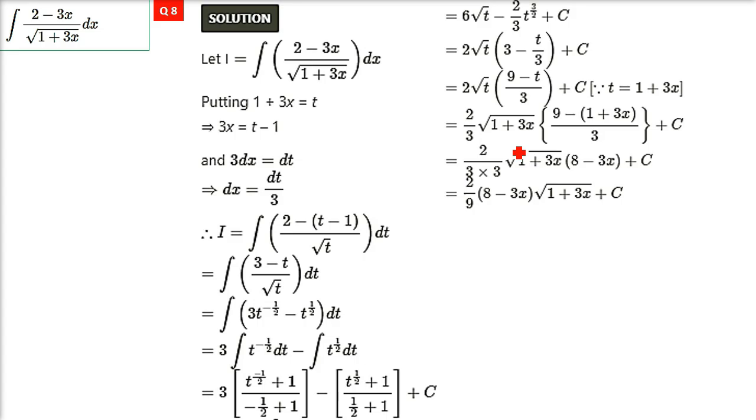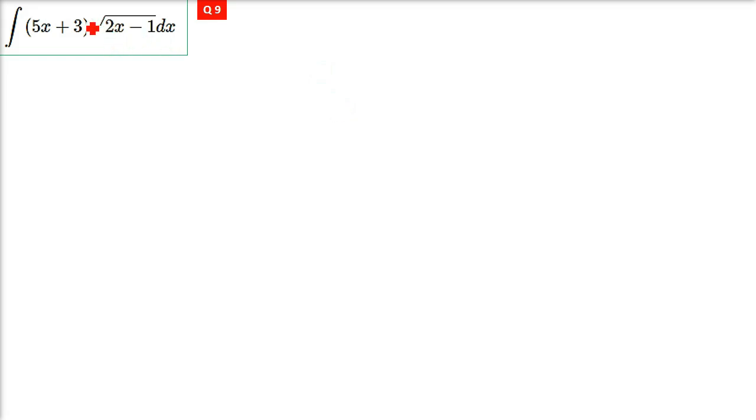The logic remains the same. Now here we have to deal with 2x minus 1 and 5x plus 3. We would like to get rid of the under root term, so try to replace it in terms of t. Don't worry, whatever is inside your under root, just keep it as t. That is the trick. 2x minus 1 equals t. Now differentiate it. You can write dx in terms of dt, so dx is dt by 2.